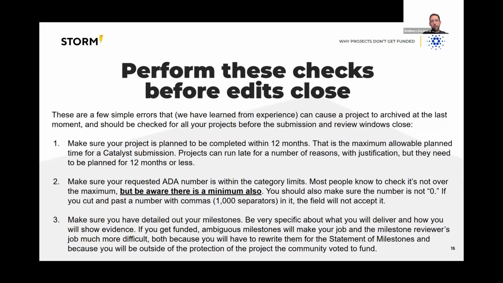Now, the easiest way for you to have a statement of milestones that is reflective of what was approved by the community and meets the minimum requirements of Project Catalyst is to make sure that the milestones that you list in your proposal already meet the minimum requirements of Project Catalyst. But if you don't do that, that leaves a lot of room for interpretation and kind of guessing on both sides, by both you and the milestone reviewers, of what milestones would satisfy the much broader description of your project that was approved by the community.